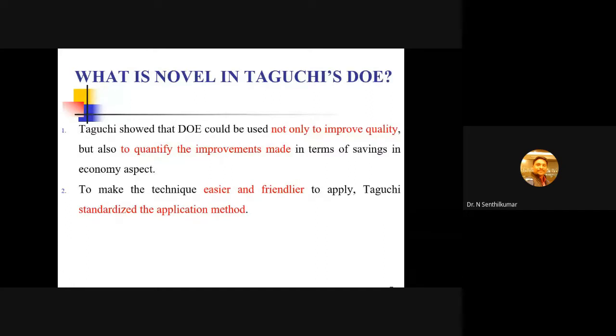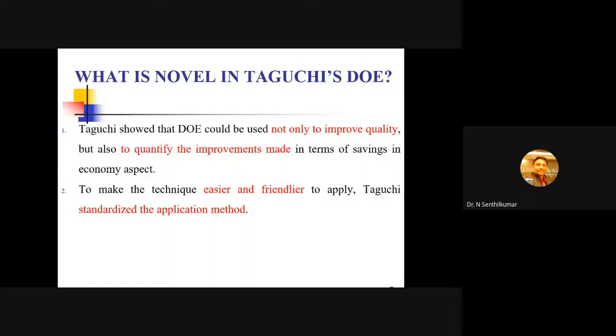One more important aspect of going with Taguchi is that these techniques are very easy to understand and to work out. Taguchi's DOE, design of experiments, is easy and user friendly, and it consists of standardized orthogonal arrays. We can download these standardized orthogonal arrays from any website so that we can design our experiments accordingly.